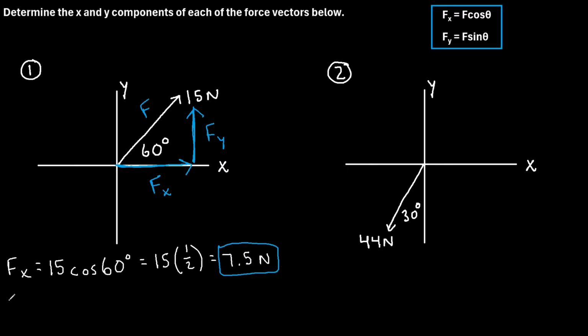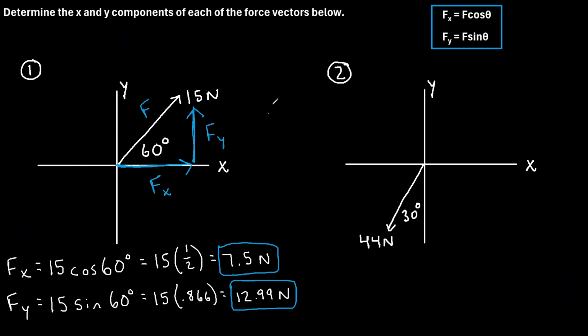Now to find the y component, let's write that down, F sub y. That's also equal to the magnitude, which again is 15, but now we do the sine of the angle, so sine of 60 degrees. So the sine of 60 degrees turns out to be the square root of 3 over 2, or as a decimal, it's about 0.866. So we'll say 15 times 0.866, and that turns out to be about 12.99. And again, we'll say newtons. So the y component of this vector is 12.99 newtons.